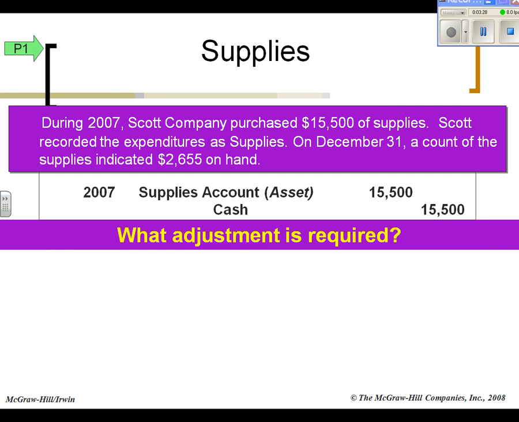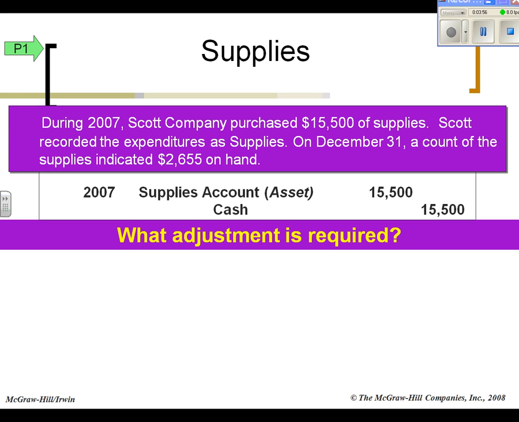All right, let's look at supplies. Here, Scott Company, during the course of the year, purchased $15,500 of supplies. Scott recorded the expenditures as supplies. It's like an inventory account, so it's an asset. On December 31st, he actually goes and takes an inventory count. He's going to physically count his supplies. It might be a supply closet, and he does a physical count.